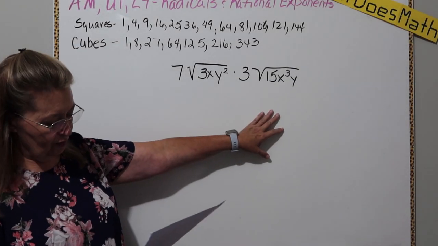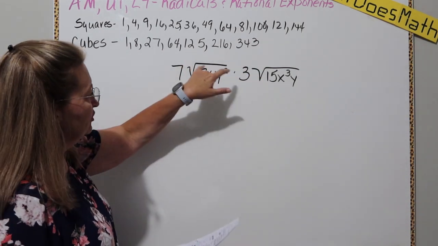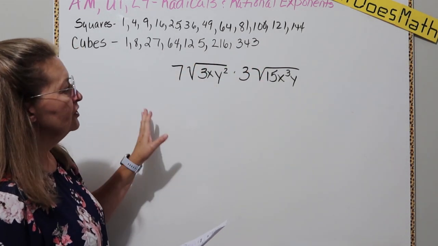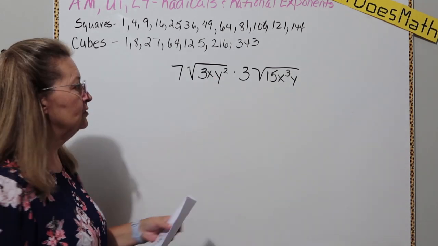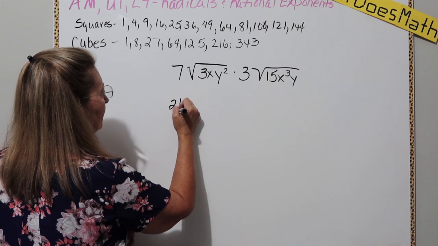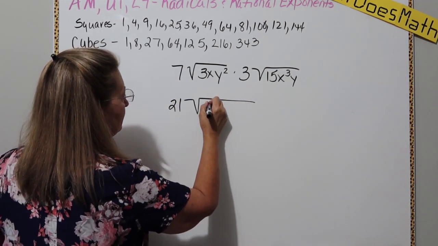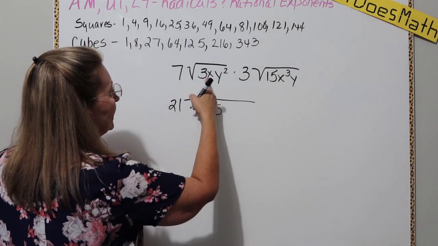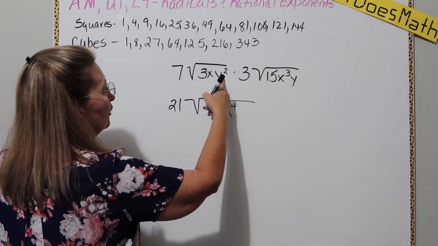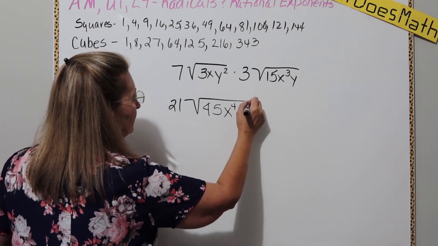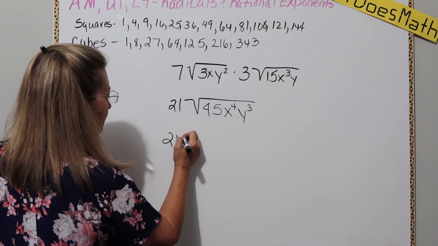Okay, let's work problem number 13. So the indices match, so we can multiply the stuff that's outside and the stuff that's inside and then reduce. 7 times 3 is 21. That was not a problem. Alright, 3 times 15 is 45. X times x to the third is x to the fourth, and y to the second times y is y to the third. Alright, we are back to simplification.